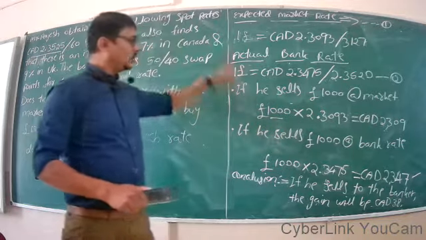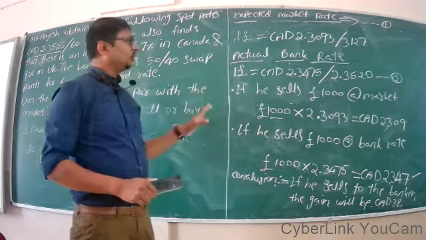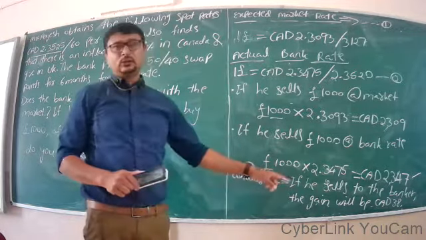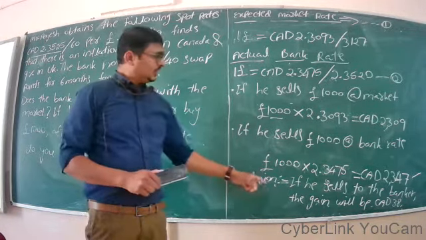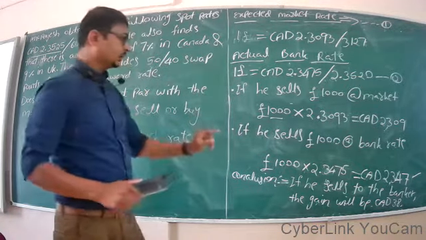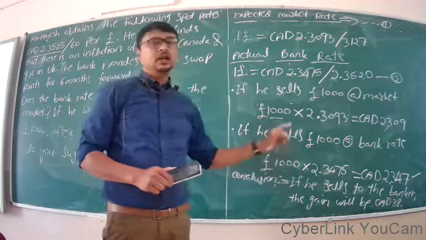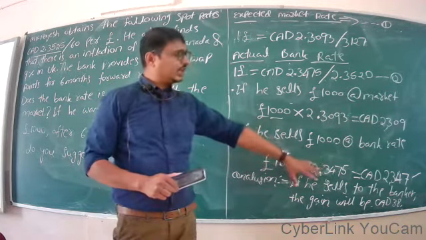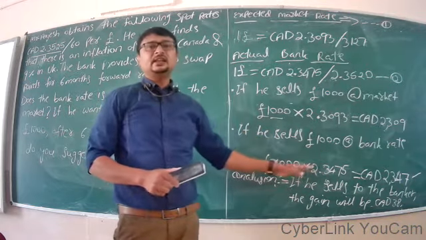So this is how we solve such type of problem, and the conclusion is very important. You have to include one more sentence here, that we suggest Mr. Rajesh to sell 1000 sterling pound to the banker because the gain from this transaction will be 38 Canadian dollars.